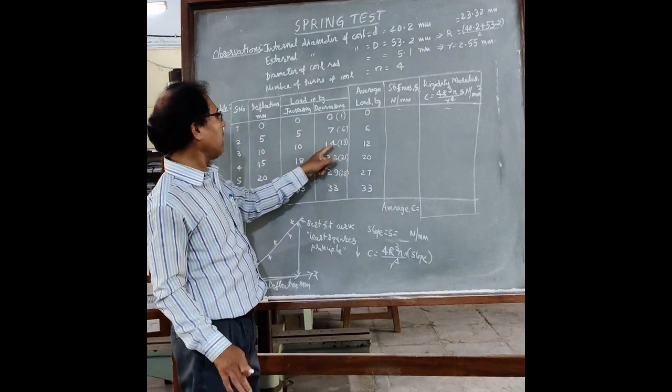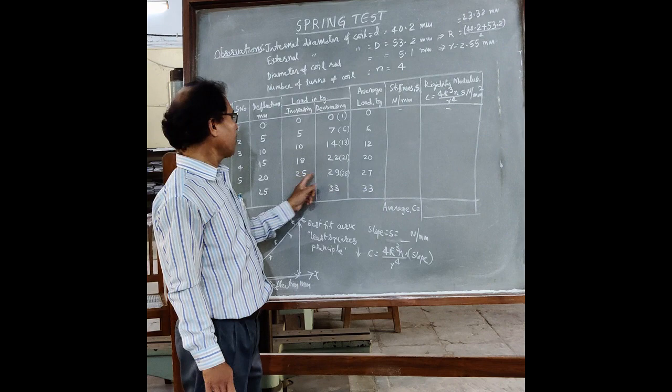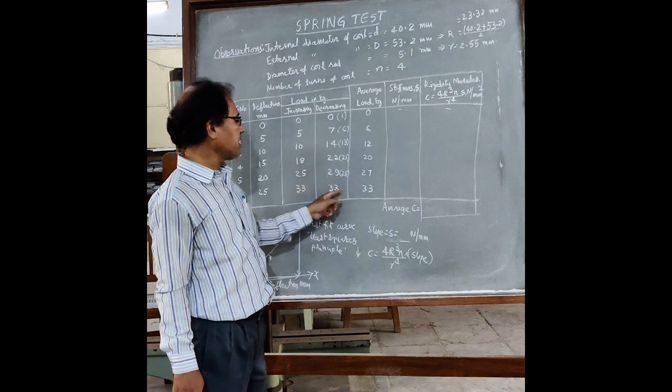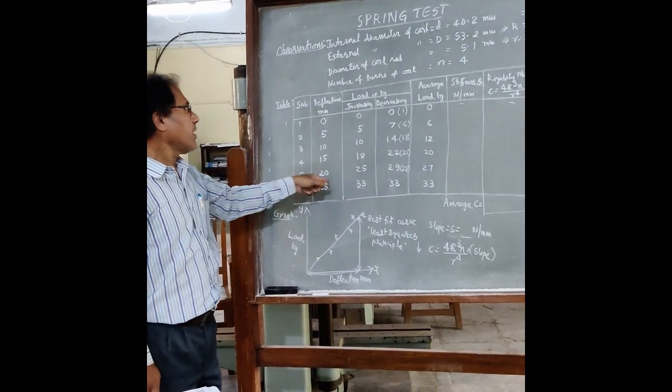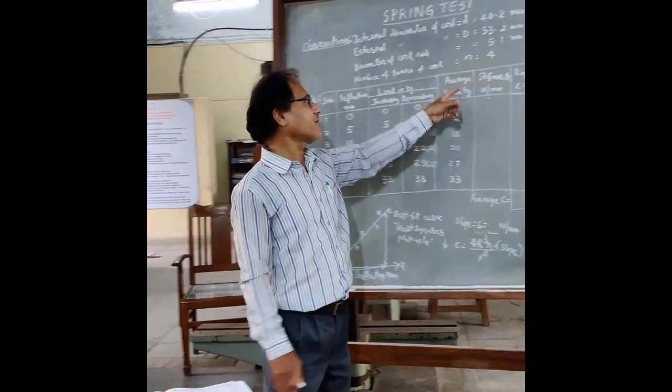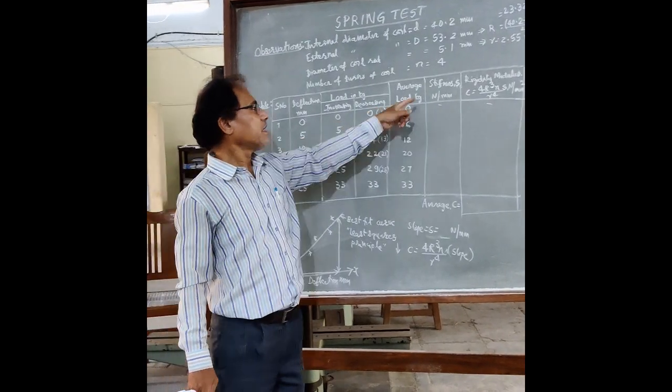Take the average of these two: 10 plus 14 over 2 is 12, 18 plus 22 over 2 is 20, 25 plus 29 over 2 is 27, 33 plus 33 over 2 is 33. These are the loads corresponding to this much deflection. Now you can calculate the stiffness. Therefore, this load divided by this deflection is the stiffness.